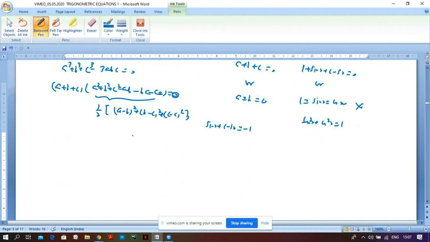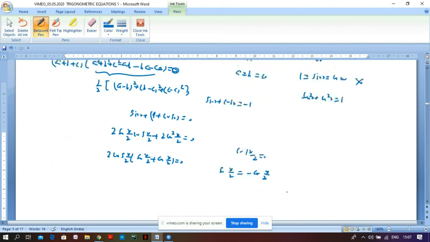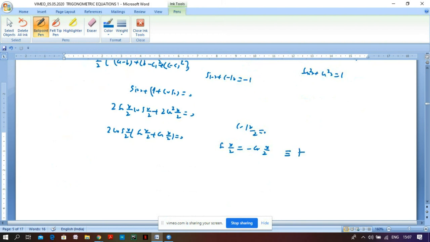So I'll write here sin x plus 1 plus cos x equal to 0. So we'll write 2 sin x by 2 cos x by 2 plus 2 cos square x over 2 is 0. I will take common 2 cos x by 2. Sin x by 2 plus cos x by 2 is 0. So either cos x by 2 is 0, or sin x by 2 is negative of cos x by 2, which we can divide by cos x by 2 because it is not 0. So it is equivalent to tan of x by 2 equal to negative 1.